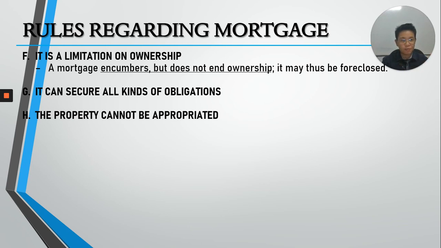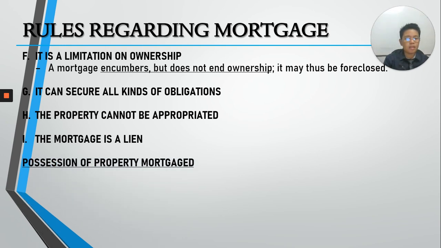So what else? The mortgage is a lien. As I have said a while ago, yung mortgage is a burden on the property. It is a burden or a lien or an encumbrance which will follow the property regardless of the owner. So take note that the property mortgage does not need to be in the possession of the mortgagee.